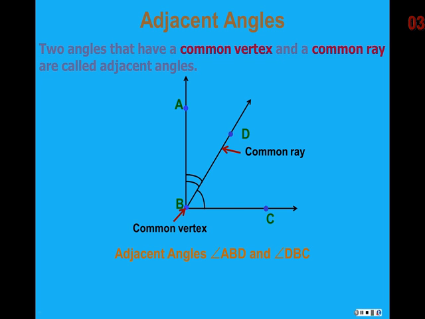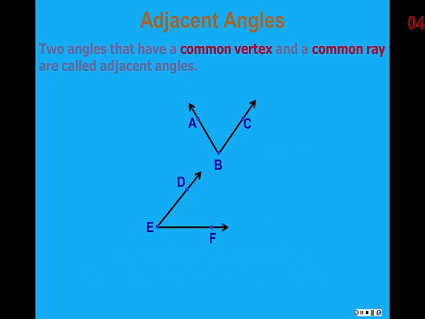Angle ABD and angle DBC are adjacent. They don't overlap. Now, these are two angles that have a common vertex and a common ray, and they're also adjacent. Now, what makes it not adjacent is that they're not side by side.